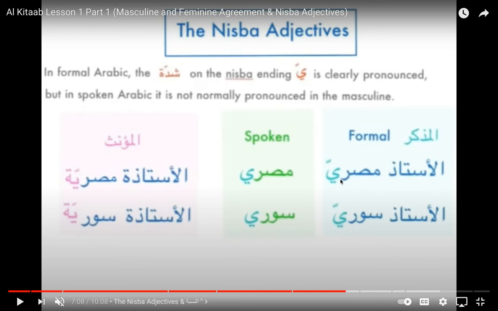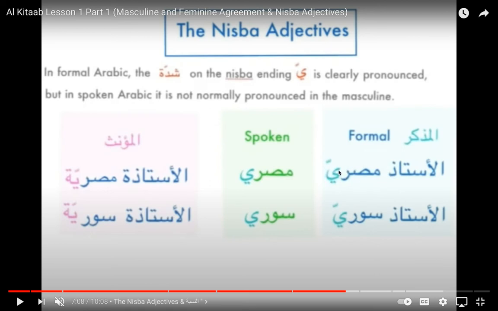Al-ustadu misri, meaning I'm giving information about him, that this professor is Egyptian. But in Arabic, we are not going to put a verb. So al-ustadu misri. See, here you have Misr. Misr is a country, Egypt. To make a nisba adjective, I will just add a ya to the country.